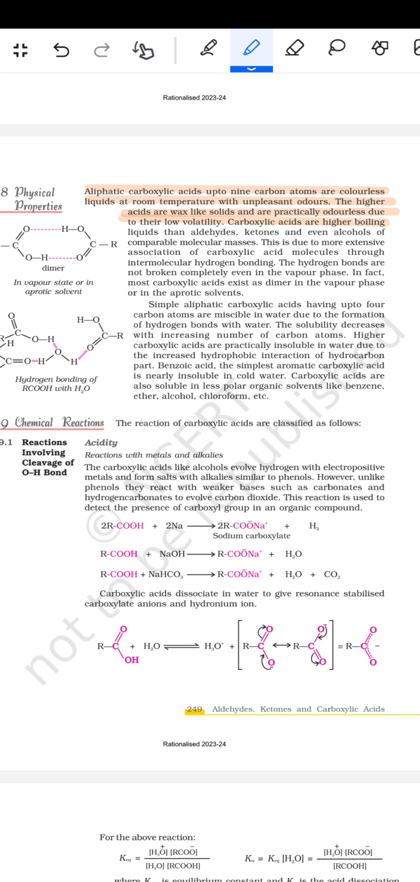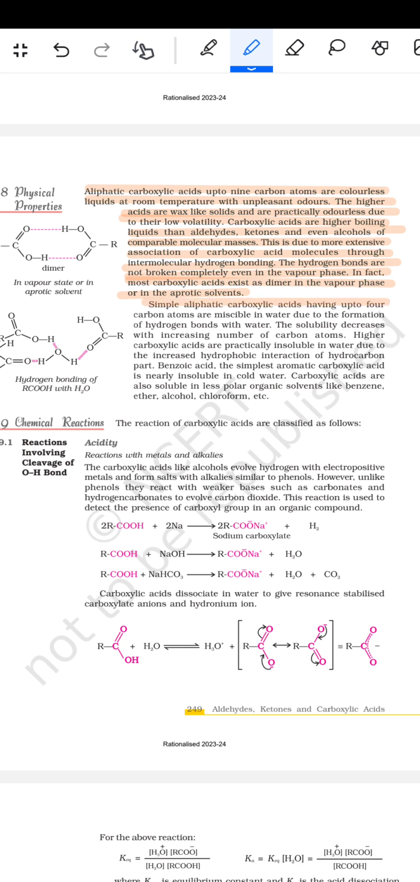Carboxylic acids are higher boiling liquids than the aldehydes, ketones and even alcohols of comparable molecular mass. This is due to the more extensive association of the carboxylic acid molecules through intermolecular hydrogen bonding. The hydrogen bonds are not broken completely even in the vapor phase. In fact, most carboxylic acids exist as dimers in the vapor phase or in aprotic solvents.